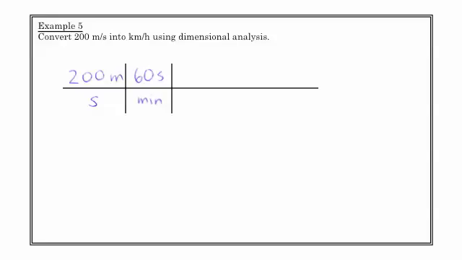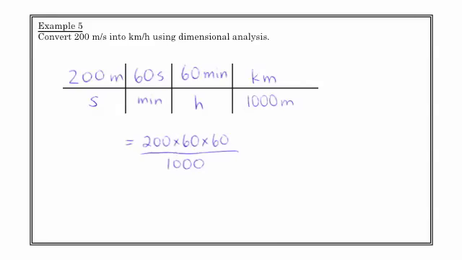So we put the 60 seconds up top because we want seconds to cancel with seconds, and the minutes down below. And how many minutes are in an hour? Well, we've got 60 of them, so there's 60 minutes in an hour. The minutes will cancel with the minutes. And now we can get rid of the meters. There's 1,000 meters in every kilometer. And if you look at what's left over here, you've got kilometers on top, and you've got hours on the bottom. And so when we go across and we multiply everything on top together, and then we divide by everything that's on the bottom, we get 200 times 60 times 60, all divided by 1,000, and we end up with 720 kilometers per hour.